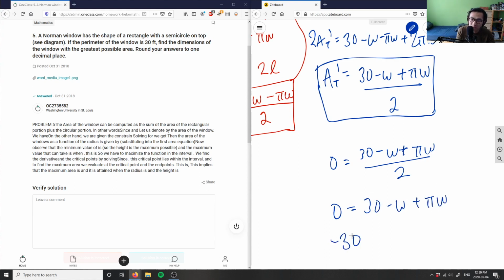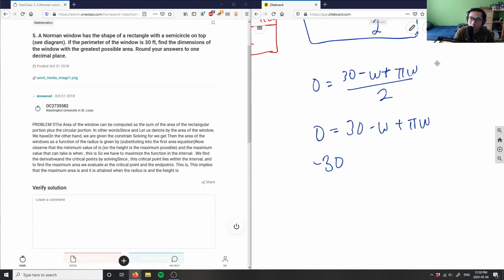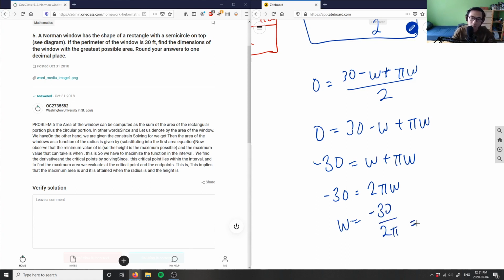I'm going to bring 30 to the other side. I can get negative 30 equals w plus pi w. In this case, I can add both of these, right? So negative 30 is going to equal 2 pi w. And then I divide both sides by 2 pi to get my w. So w is equal to negative 30 divided by 2 pi, which would equal basically some number.